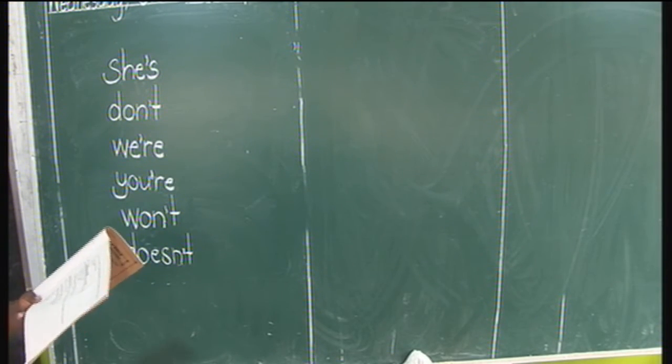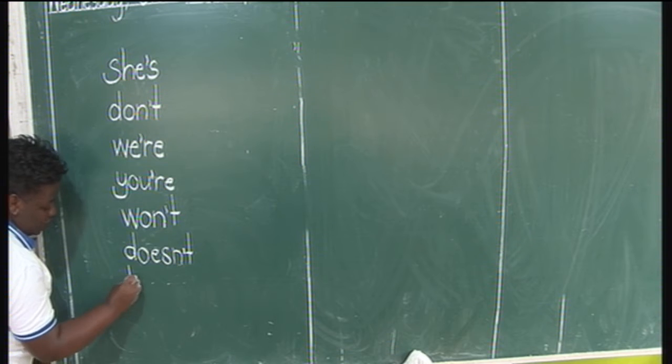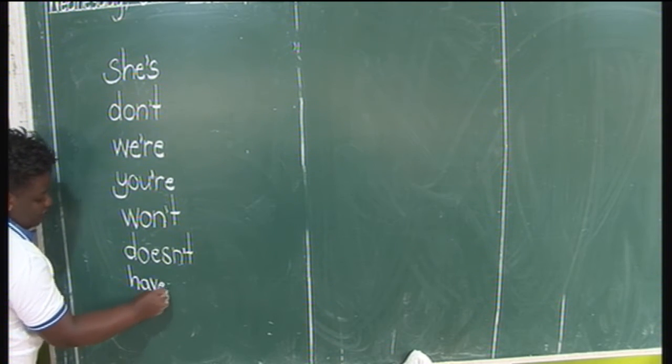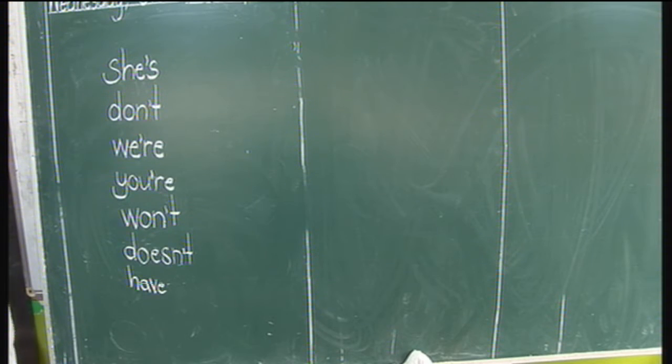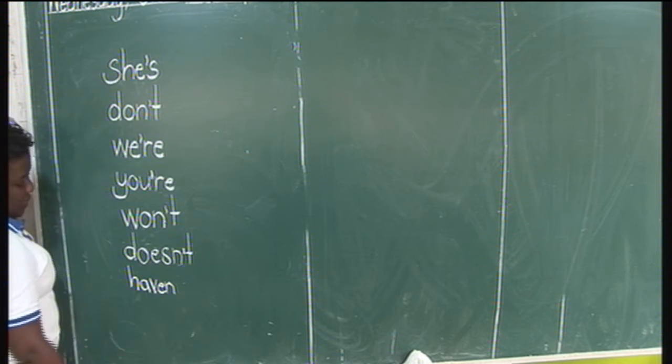Then I have the word have not. Have not. And the short form of have not is haven't. Haven't. You write the word have, write N, apostrophe sign, T.